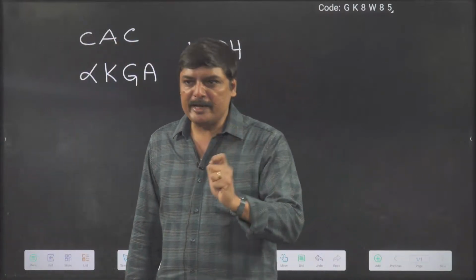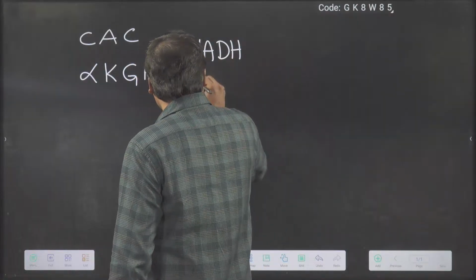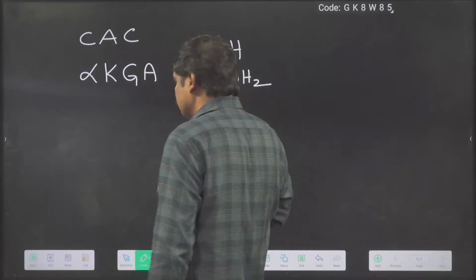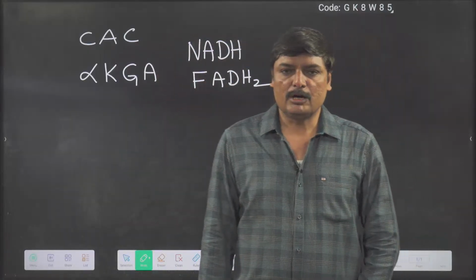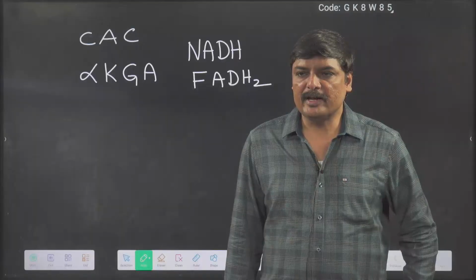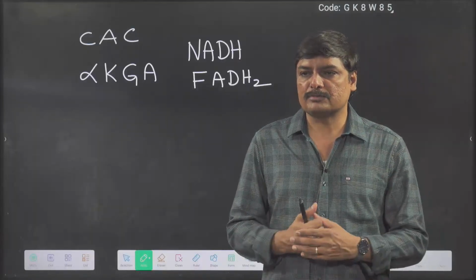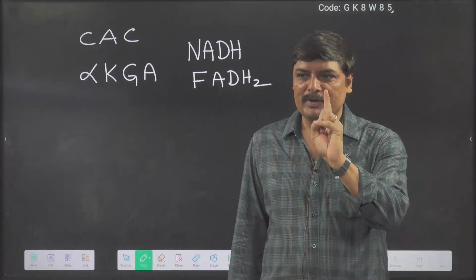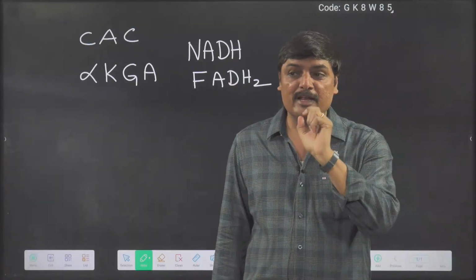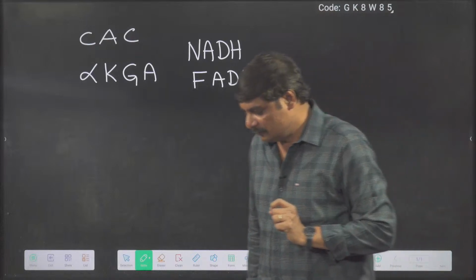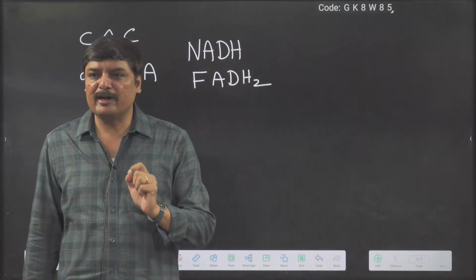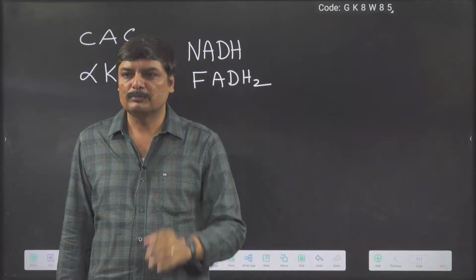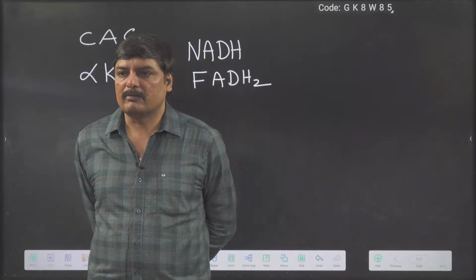Okay. At how many places are FADH2 produced? 1 place, 1 step. That means how many FADH2 are formed? 2 FADH2 are formed. Very good.